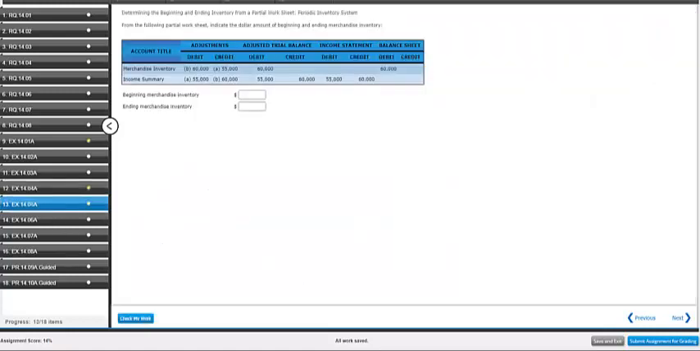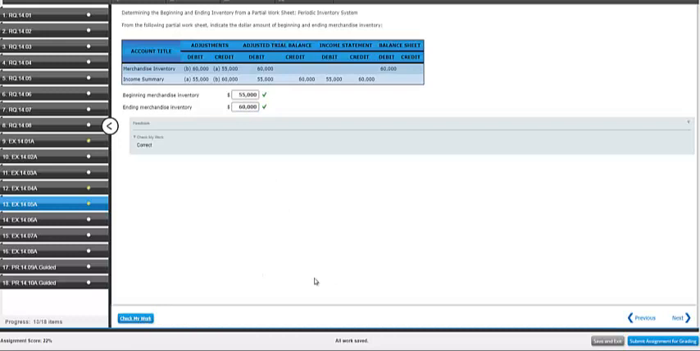All right, let's move on to 14.5. Determine the beginning and ending inventory from the partial worksheet. I think we've kind of established that. That's pretty easy. Just go to income summary. The first number is the beginning inventory, and the second number is the ending.